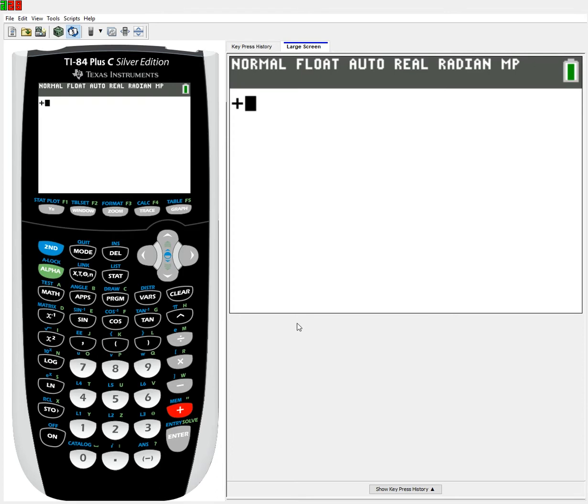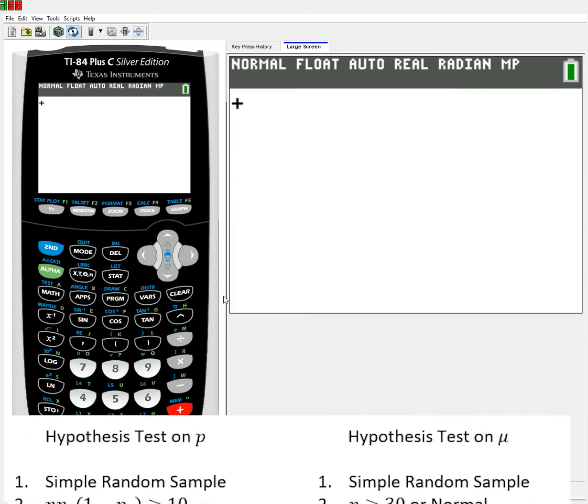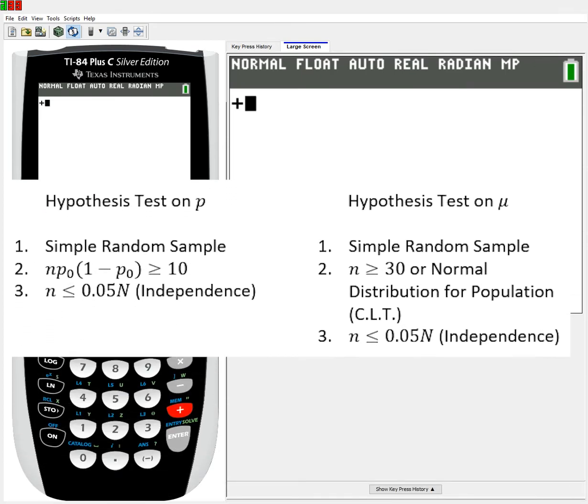I am also going to remind you that before we do any hypothesis testing, whether we're doing hypothesis testing on proportions or on means, there are conditions that need to be checked. I'm going to have those on the screen for a second now so you can see those. If I'm doing hypothesis tests on proportions, I need to make sure it's a simple random sample. That's n times p sub 0, which we'll discuss what that means in a moment, times 1 minus p sub 0, is greater than or equal to 10. And that we have independent samples, which means the sample is about 5% less than the population.